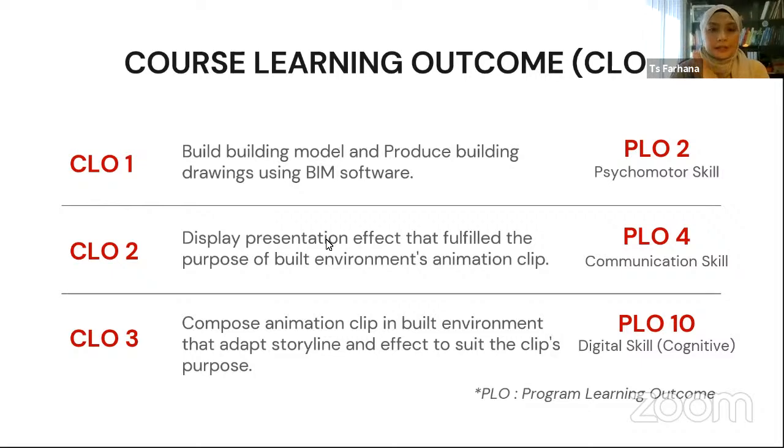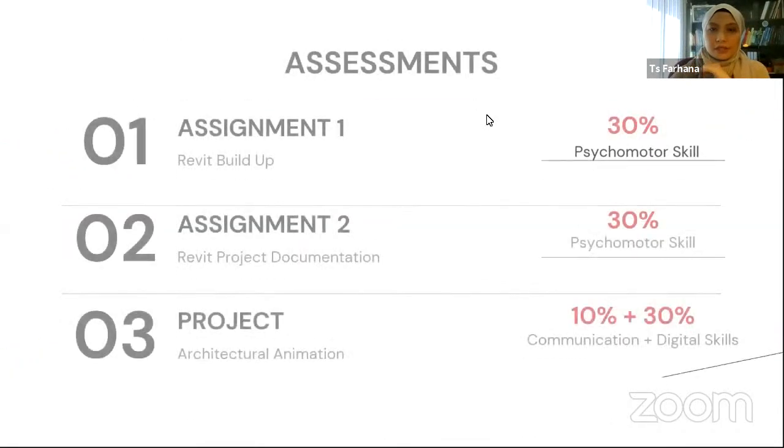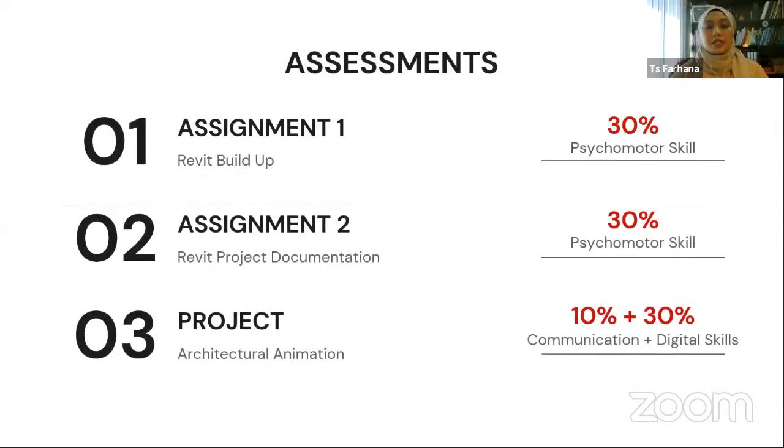All right, now let's go to the next one, which is on assessments. There are three assessments: one project and two assignments. Assignment one, when you build the model, is 30%. Assignment two, when you produce the drawing, is also 30%.